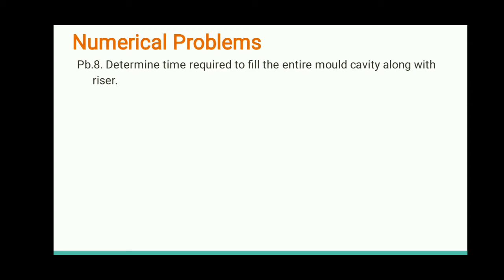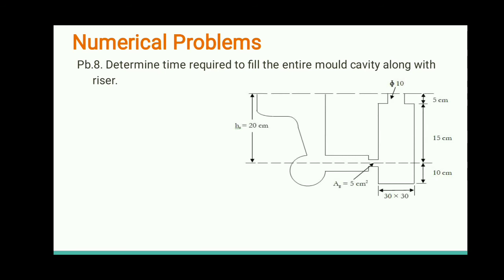First is: determine the time required to fill the entire mold cavity along with the riser. For this problem, this figure is given to you. The total height, that is pouring basin plus sprue, is 20 centimeter up to the parting line. This is a gate, and the cross sectional area of this gate is 5 centimeter square. After that there is a mold cavity. This mold cavity is of total 30 centimeter height, but for 25 centimeter the cross sectional area is 30 by 30, and for the remaining 5 centimeter, which is basically the riser, the diameter is 10 centimeter.